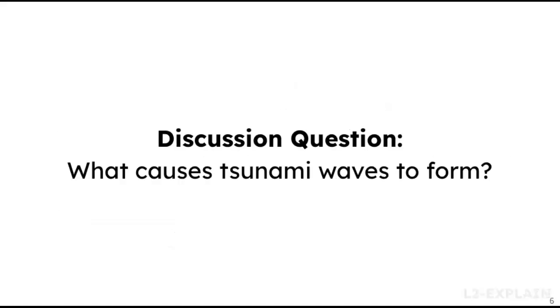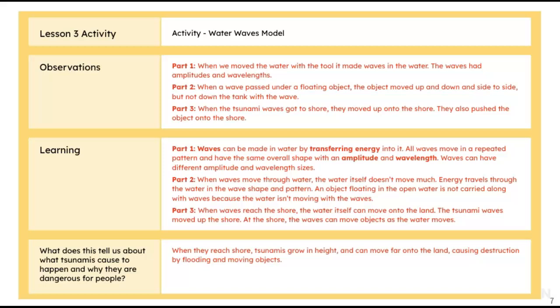In the Explain portion of the lesson, students will engage in a class discussion. You'll invite students to gather and analyze their observations around the activity. You'll use the provided questions to guide the discussion around what causes tsunami waves to form. The goal of this class discussion is to have students share their observations about the wave model demonstration. You will use the discussion to create the Lesson 3 summary chart.